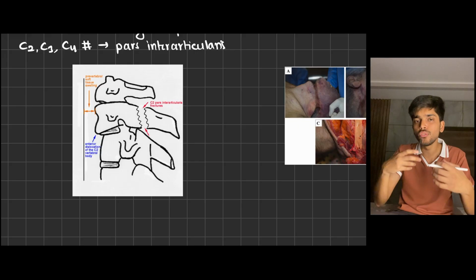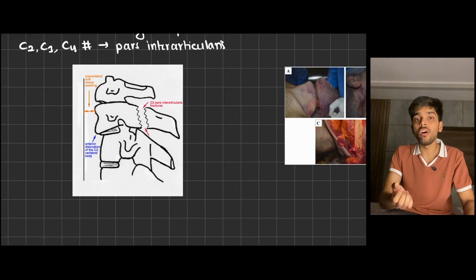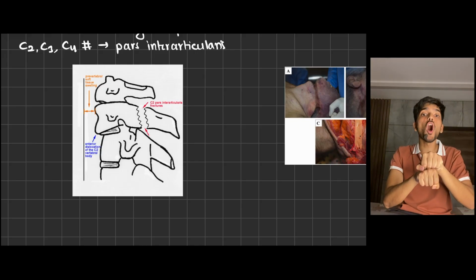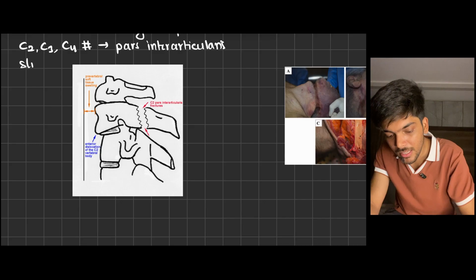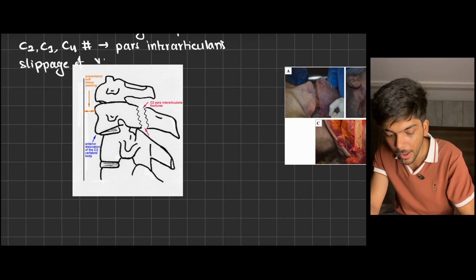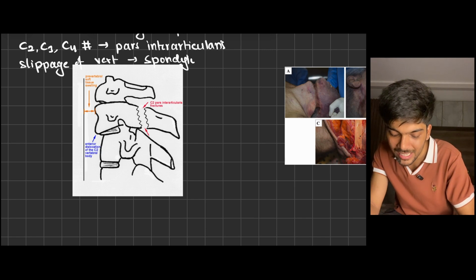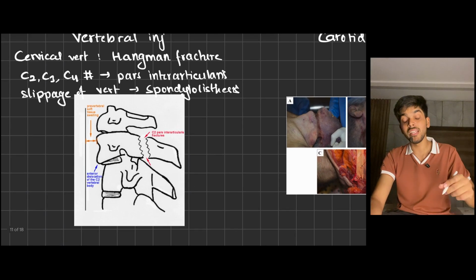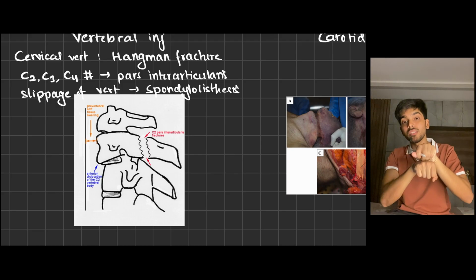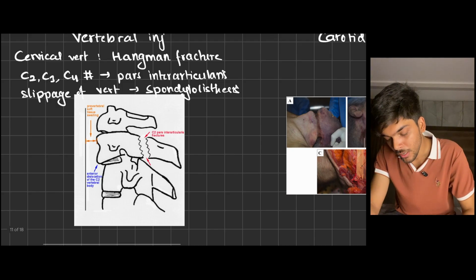So as this joint gets fractured, obviously the vertebra is going to become unstable. That means it will slip easily, and there is slippage of vertebra. This is referred to as spondylolisthesis. So there is fracture at pars interarticularis with slippage of vertebra, referred to as spondylolisthesis.